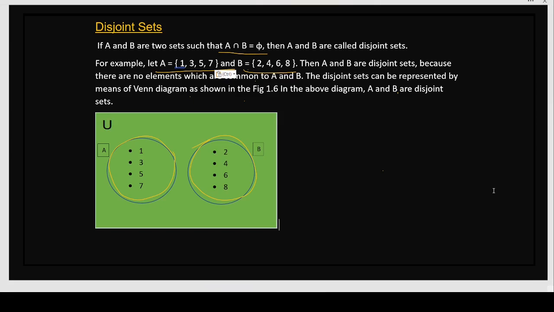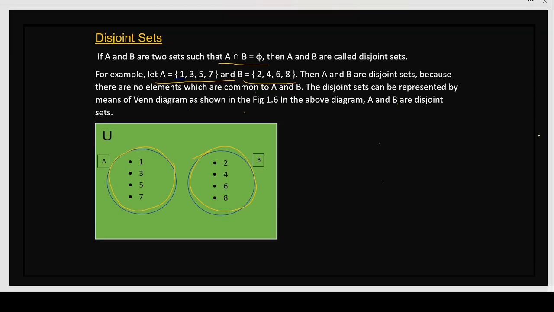A and B are two sets such that A intersection B is a null set, then A and B are called disjoint sets. That means they don't have any common element. A intersection B is a null set. In the Venn diagram, we'll represent them like this. You see, this is set A with 1, 3, 5, 7 and this is another set B with 2, 4, 6, 8. They are not intersecting each other. They are disjoint sets.